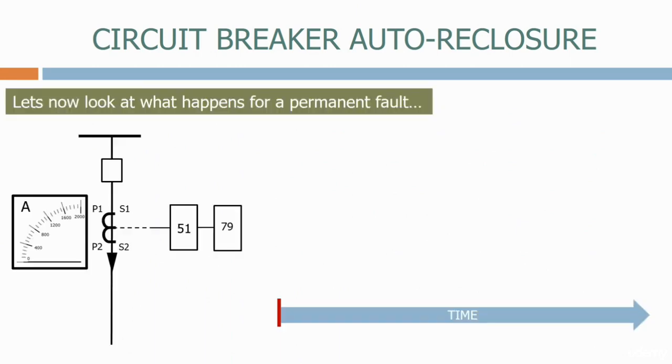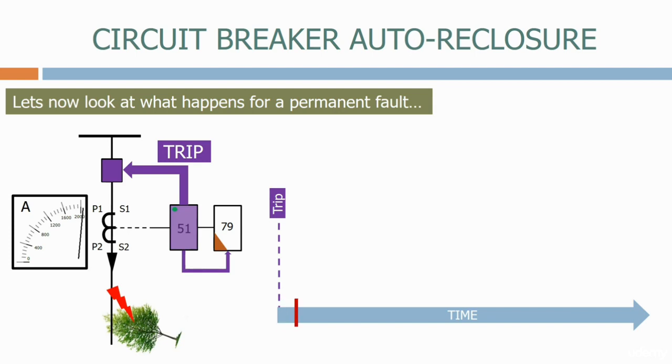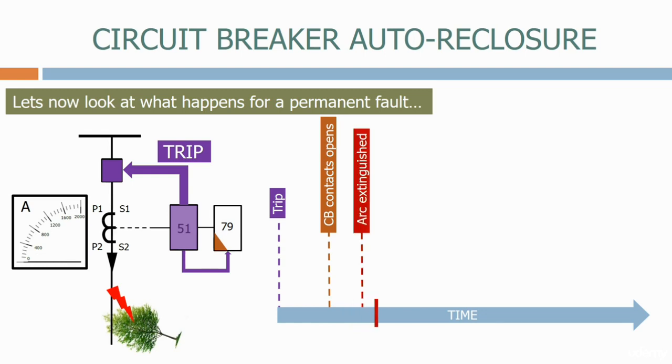Let's now look at what happens for a permanent fault. Let's now close the circuit breaker. This time the tree is falling onto the line and isn't going anywhere. Again, the current increases, the protection system detects the fault and initiates the auto-reclose sequence. The breaker trips. The circuit breaker contacts open, and the arc is extinguished. After a short time delay, the protection resets.